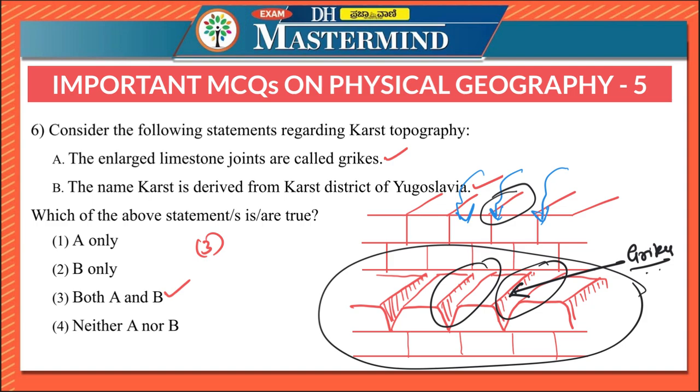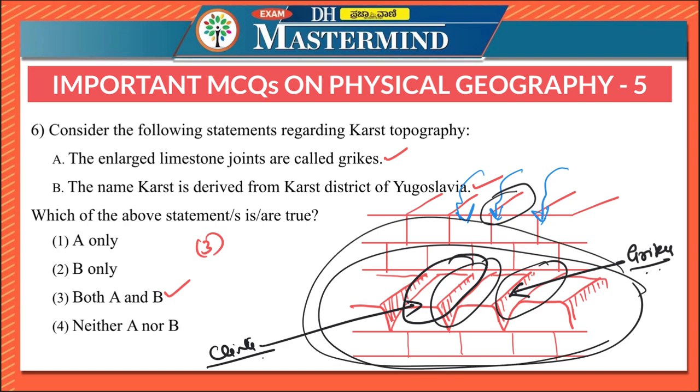clints. So now this is an isolated block. If you look at this picture over here, the one which I marked just now, this is an isolated block, and this is called a clint. The limestone pavements may have been formed beneath the soil and are now exposed by the removal of the soil cover, as shown in the figure. So this could be below the soil, and it could get exposed by the removal of the soil cover. So this is what grikes and clints are.